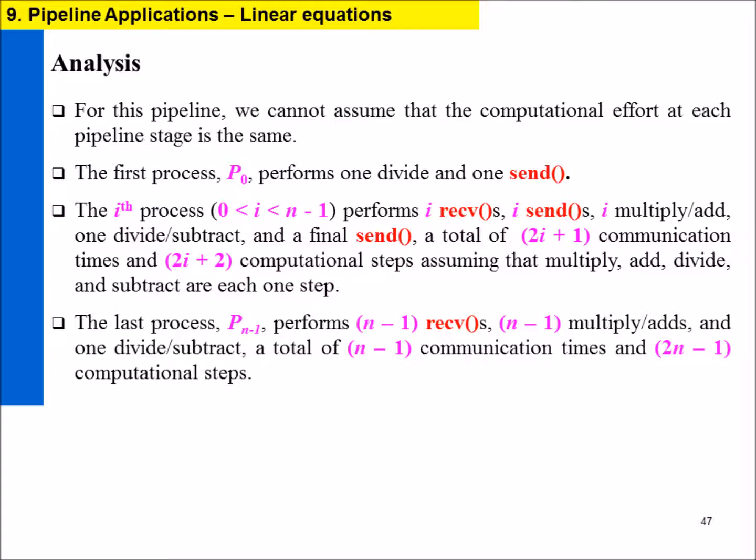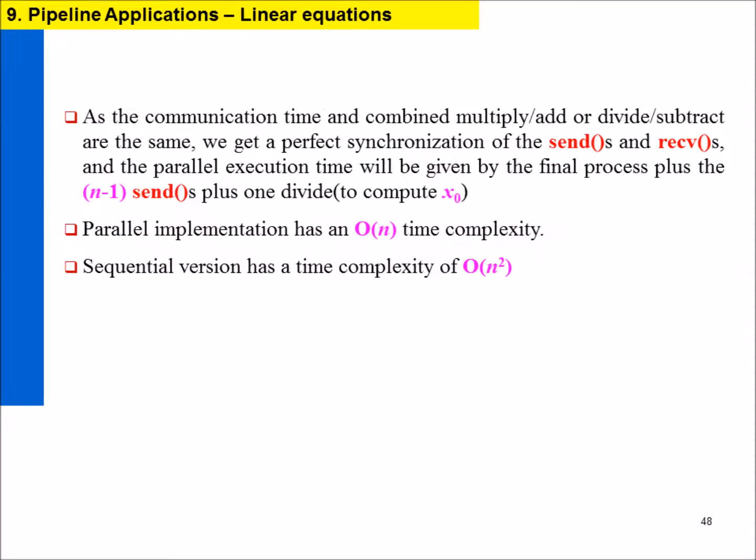The last process P sub P minus 1 performs P minus 1 receives, P minus 1 multiply, add, and 1 divide, subtract, a total of P minus 1 communication times and 2P minus 1 computation steps. So, the operations in which the communication time and the combined multiply, add, or divide, subtract are the same. In that case, we get a perfect synchronization of the sends and receives, and the parallel execution time will be given by the final process plus P minus 1 sends plus 1 divide to compute x0.